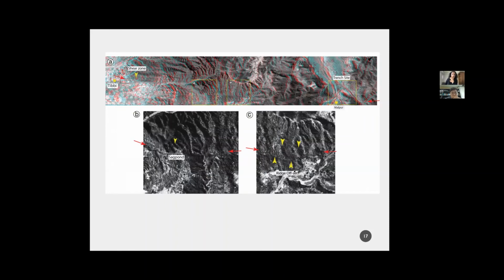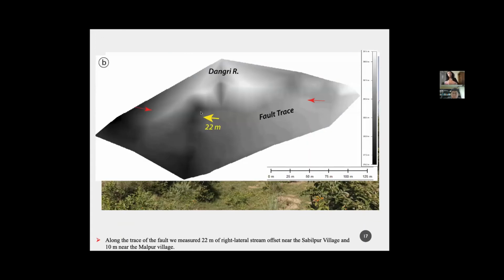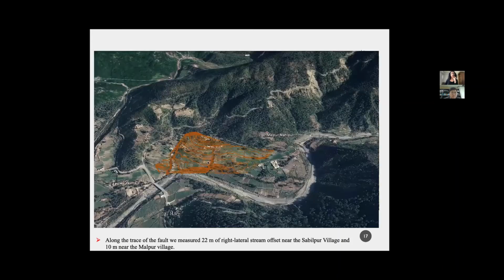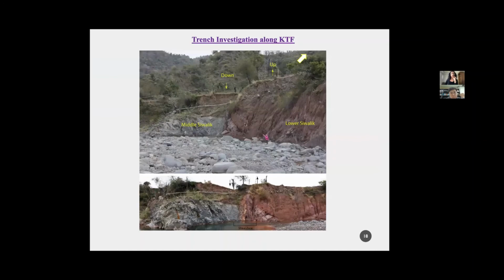So we went to the field and measured the channel offset. It was around 22 meters. Further, a little bit in the hinterland side, we did extensive RTK survey. And in that survey, we also saw that the 10 years. So, and then we were lucky to spot a very beautiful outcrop which showed signatures of faulting.